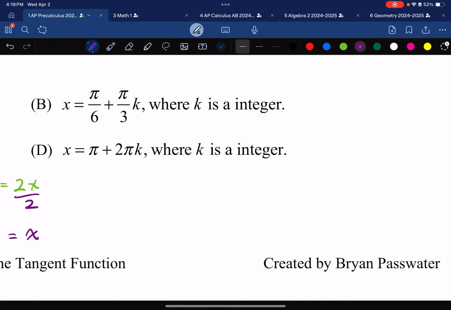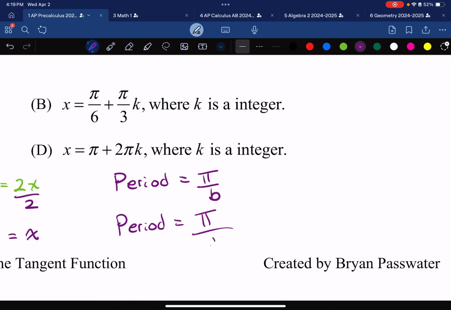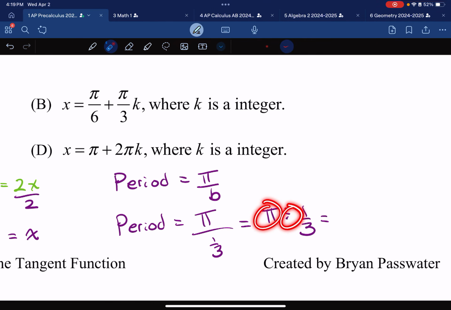So if I come back over here to my formula, I can say that period is equal to pi over b, and I know that b is 1/3. So I can say that period is equal to pi over 1/3. So I have an embedded fraction, or a fraction within a fraction. Some people call those nested fractions. This means I have pi divided by 1/3. And that's the same thing as saying, okay, I'm going to do a keep, change, flip. Whenever I have fractions and division, it's a keep, change, flip.